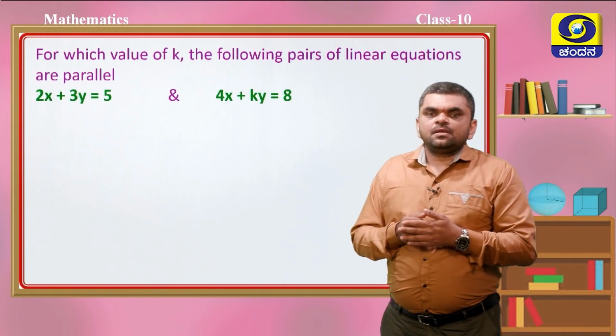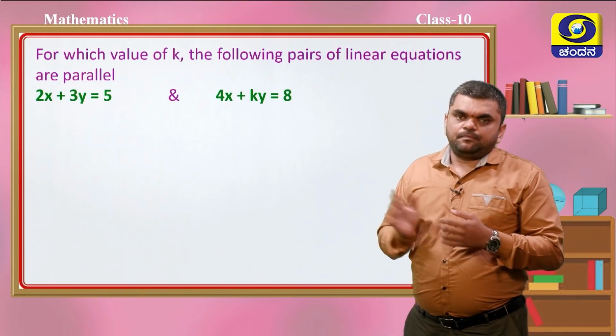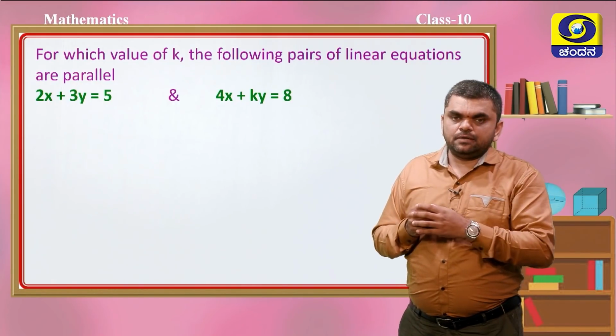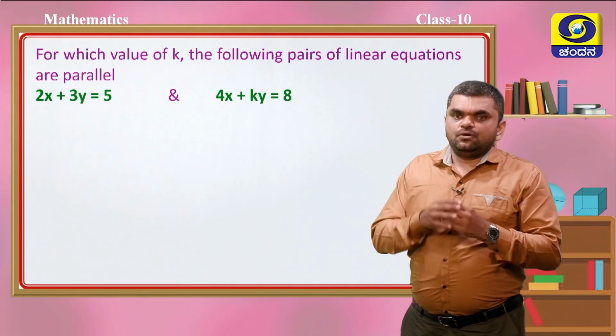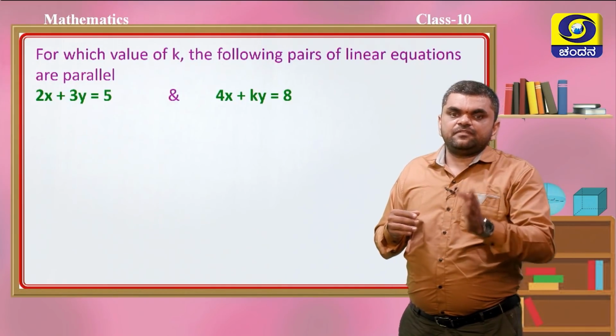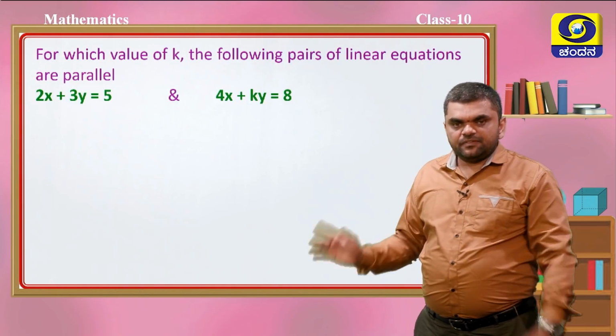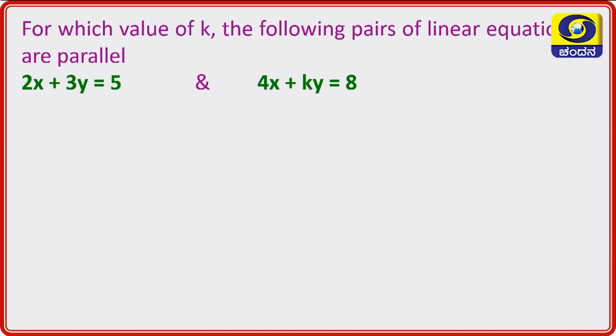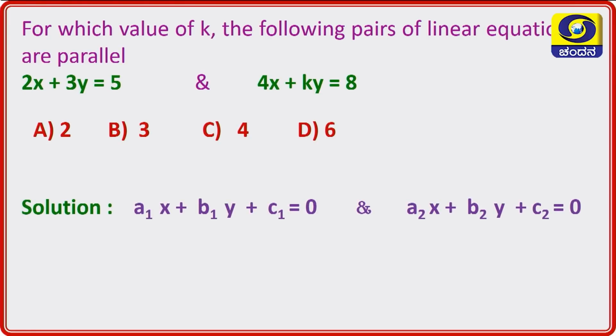Next problem: for which value of k, here k is the unknown term, are the following pair of linear equations parallel? The equations are 2x plus 3y is equal to 5 and 4x plus ky is equal to 8. Observe here, children, they have given 4 answers also: 2, 3, 4, 6. We have to find out the value of k. How can we find out the value of k? By taking the ratios again.